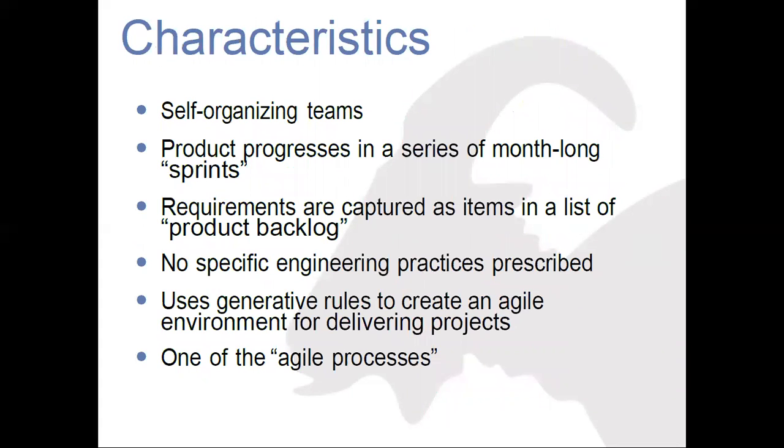So what are the characteristics of Scrum? Scrum has small self-organizing teams, and the product progresses in a series of month-long sprints. So there is a concept called sprint. We will look into it in the upcoming slides. Requirements are captured as items in a list of product backlog. There are no specific engineering practices prescribed. It uses generative rules to create an agile environment for delivering projects. Scrum is one of the agile processes.